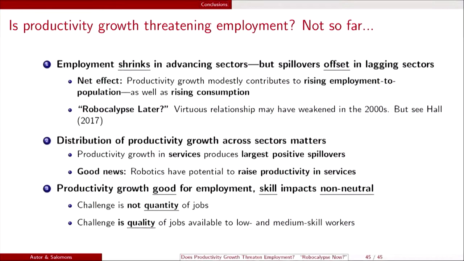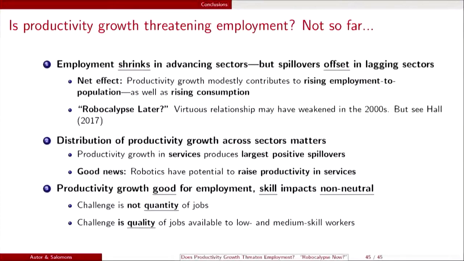They're going to end up in restaurants. They're going to end up in hotels. They're going to end up in vehicle driving. If these estimates hold, those are the sectors that have the largest spillovers. That productivity growth could be employment augmenting, although not in the sectors where it occurs.